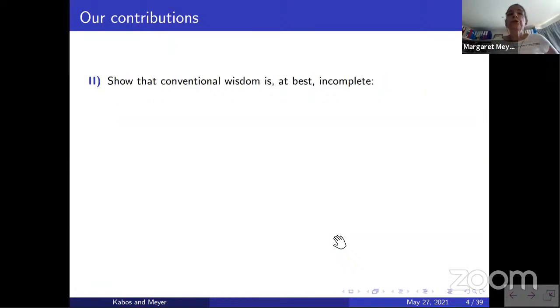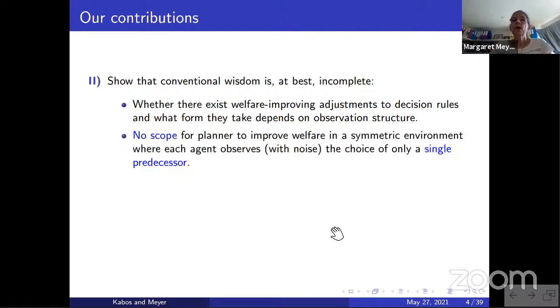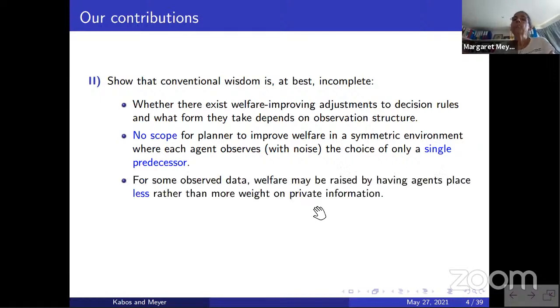Our second contribution is to use this framework to show that the conventional wisdom is at best incomplete. So first of all, we show that whether there exist welfare improving adjustments to decision rules and what form they take depends on the observation structure. We show in what we call our benchmark model that there is in fact no scope for the planner to improve welfare in a symmetric environment where each agent observes with noise the choice of only one predecessor. And we then show that for some observed data, welfare may be raised by having agents place less rather than more weight on private information.